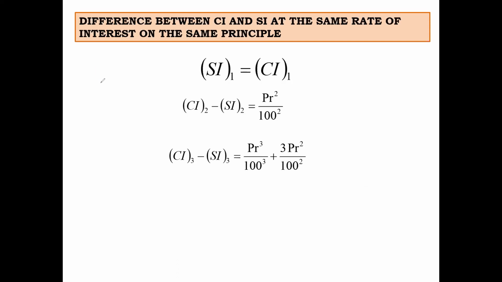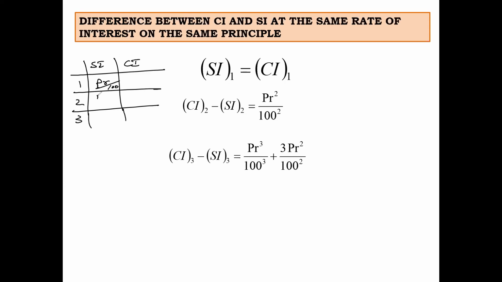So starting from a fresh slate, SI, CI, year 1, year 2, year 3. This will always remain PR upon 100. No changes here. In case of compound interest, what I'm saying is, I will keep getting PR upon 100 on the principal, where there will be no change. But from second year onwards, we will get interest on whatever interest is accrued. So for the second year, I calculated R% of this. R upon 100 into this will give me PR squared upon 100 squared.